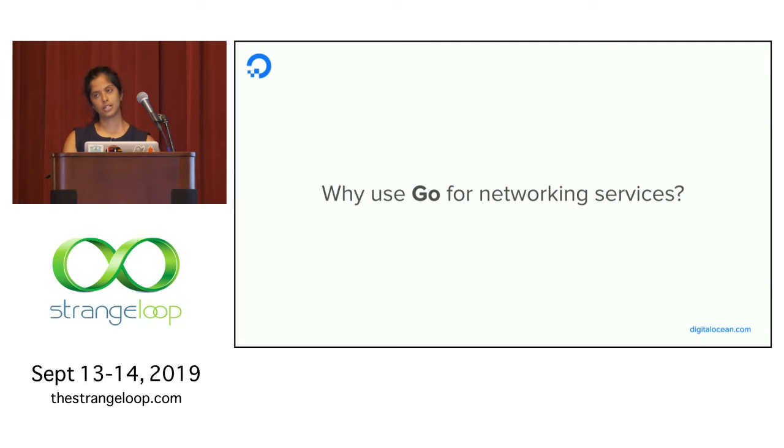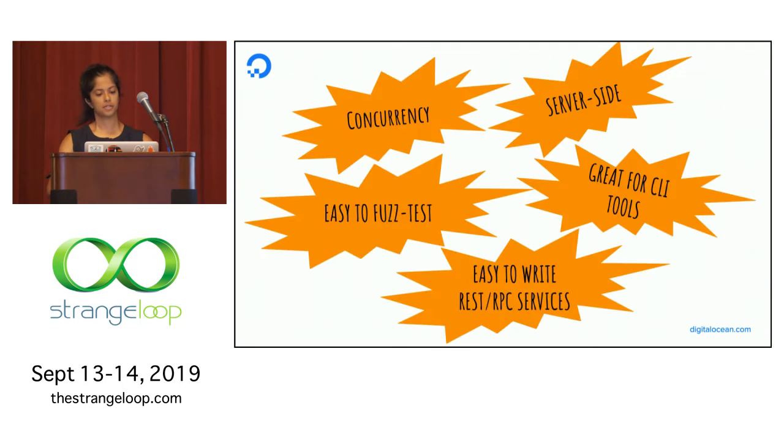Why might you want to use Go to build networking services? There's a lot of reasons. There are those concurrency primitives that I mentioned before. We've got our Go routines, our channels, our sync package. Go is also meant to be used server-side, and a lot of our networking services are in fact either powering the cloud, running in Kubernetes, running server-side, or actually running on the hypervisors themselves as daemons.